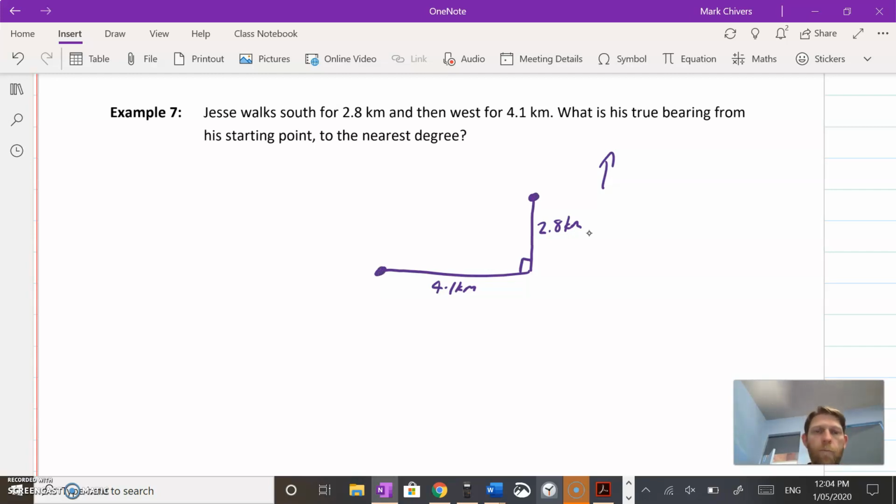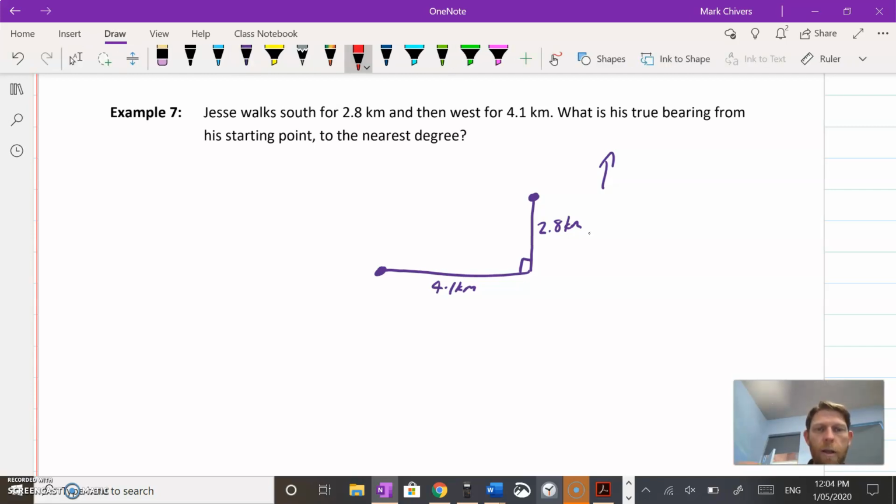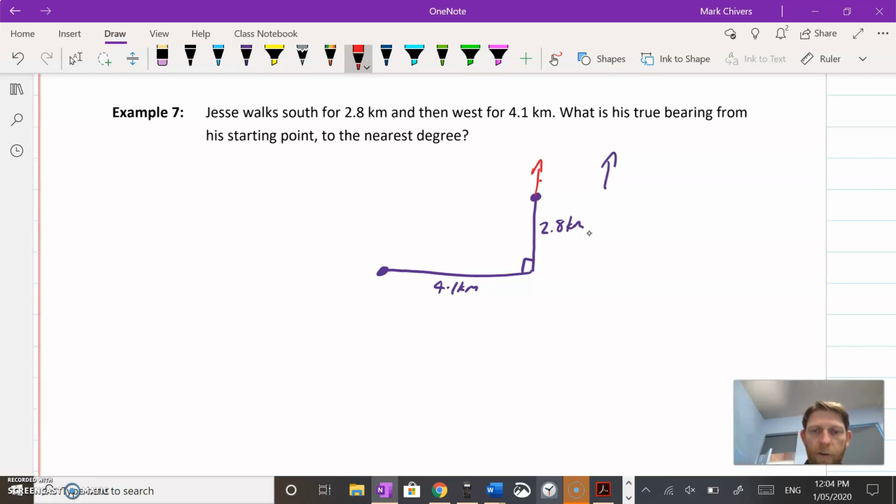And what is his true bearing from his starting point to the nearest degree? So in order to find the true bearing, if that's our north line there, we first of all need to draw a line between the two points, because if we were at the start looking at the finish, that's the direction we'd be looking. And what we're interested in is this angle in and around to here.